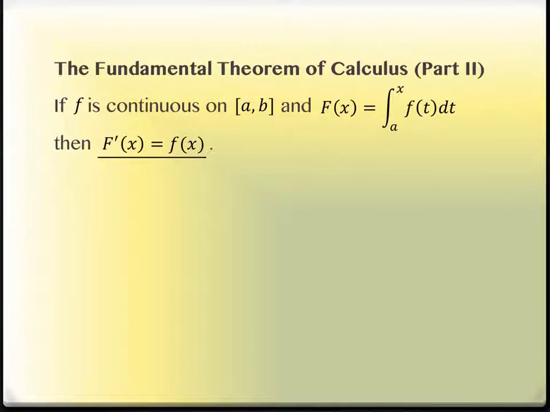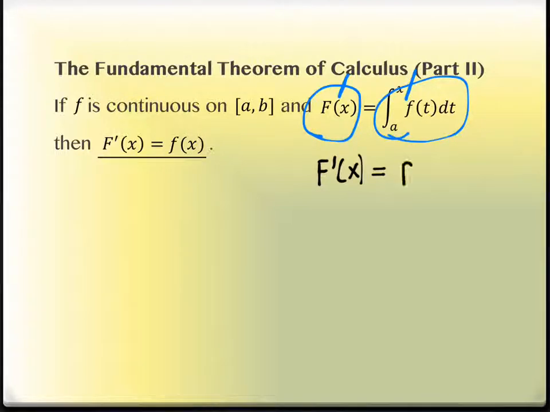So, practically speaking, what this is saying is that if I take the derivative on both sides, capital F prime of x is just f of x. Now, notice in terms of notation what's happening. This a sort of looks like it gets excluded, right? It doesn't end up mattering.